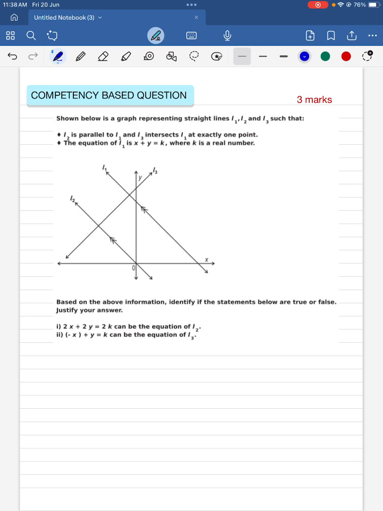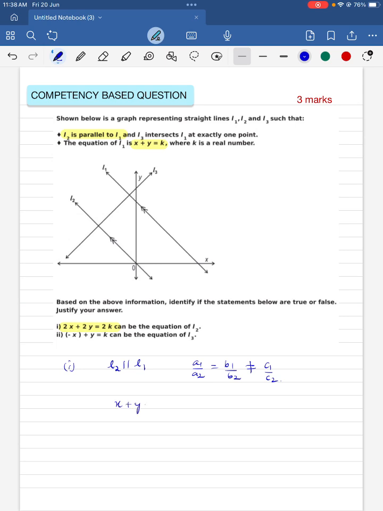Based on the above information, identify if the statements below are true or false. Justify your answer. They've said in the question that L2 is parallel to L1. If L2 is parallel to L1, what do we know? It means that A1 by A2 should be equal to B1 by B2 but not equal to C1 by C2. The equation of L1 is x plus y equal to k and L2 they're saying could be 2x plus 2y equal to 2k. So let's take these two equations.